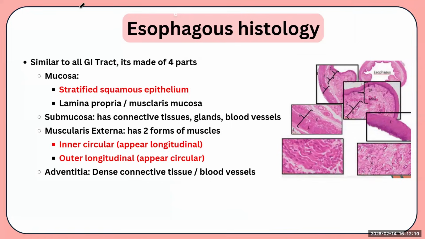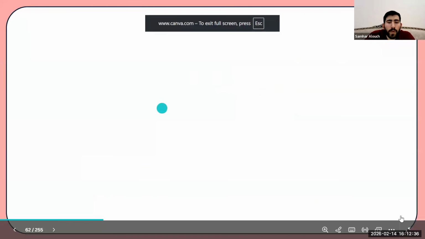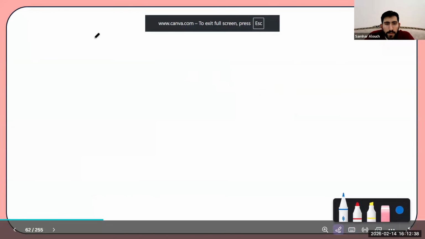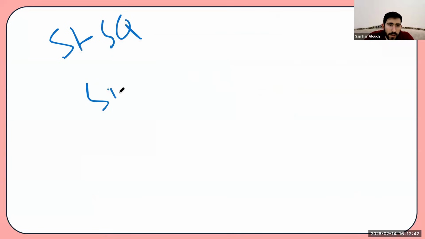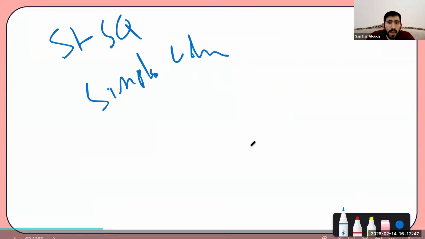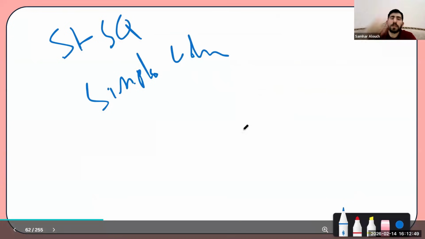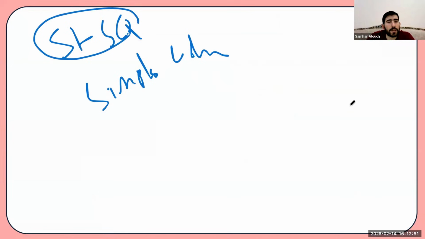Okay, now we will talk about esophagus histology. We have different types of epithelium, right? We have stratified squamous, and we have simple columnar. These are the two important epithelia in the GI tract. From the upper part till the esophagus, all of it is stratified squamous.